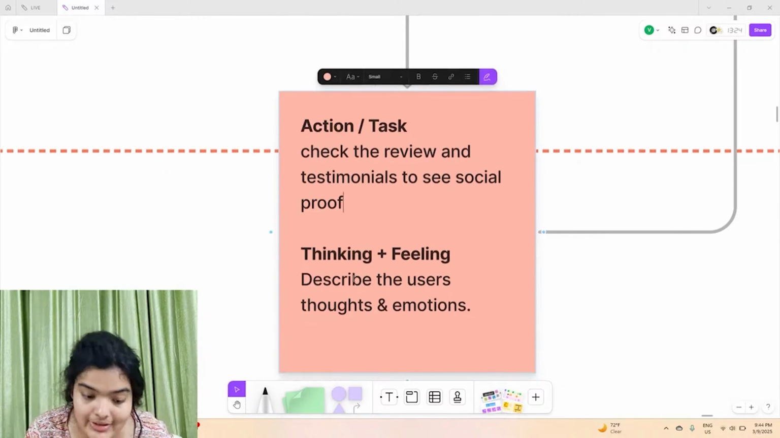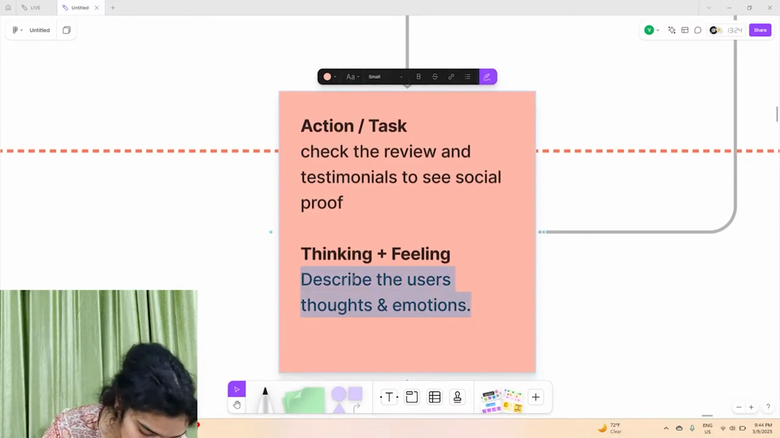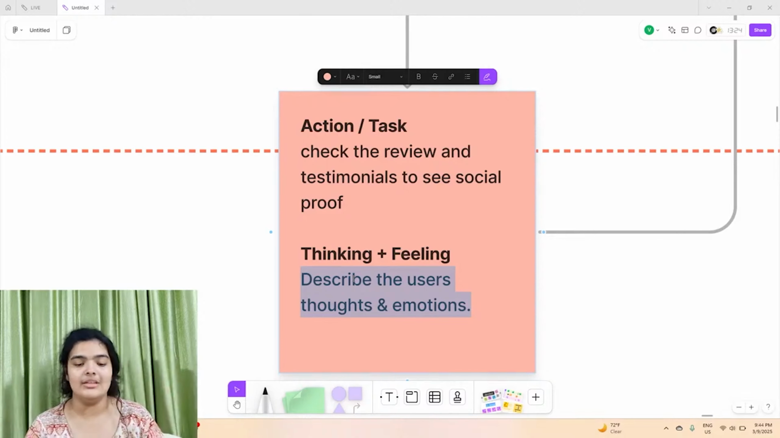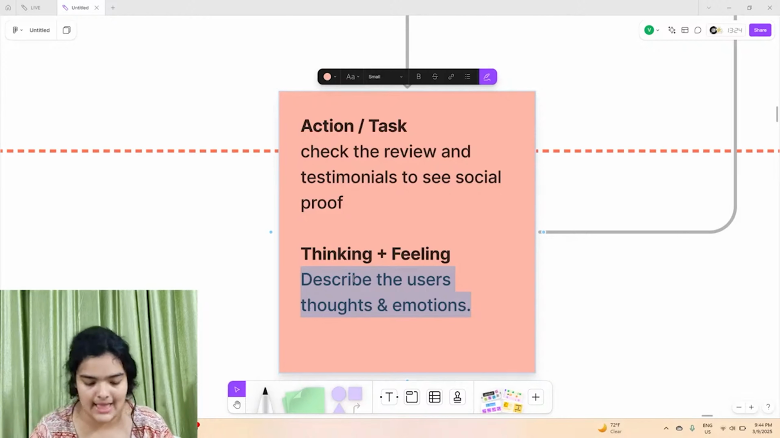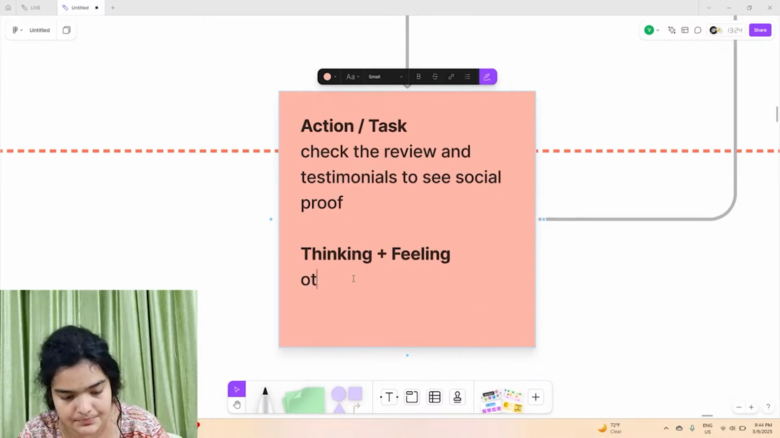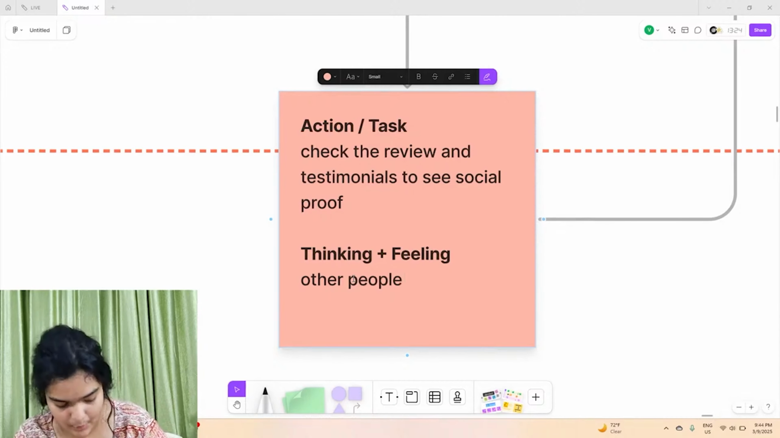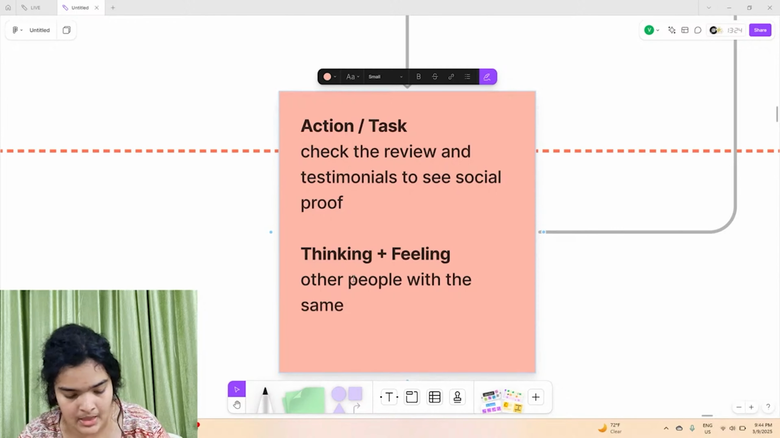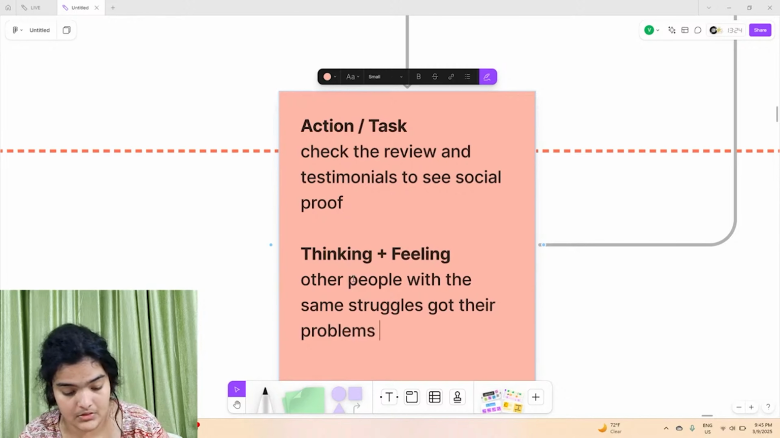What is the thinking and feeling while going through this? While doing this, these designers have had the same struggle as the user and now they're thriving. Maybe this could work. So now that she's checking the reviews, she's seeing that other people with the same struggles got their problems solved, right? So this is good for us.